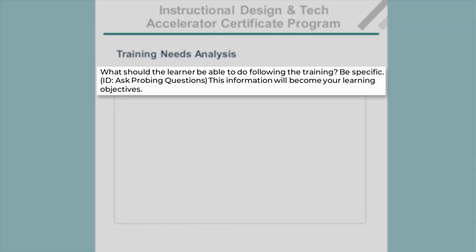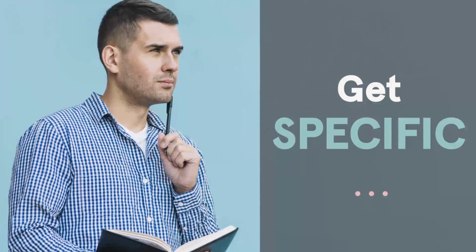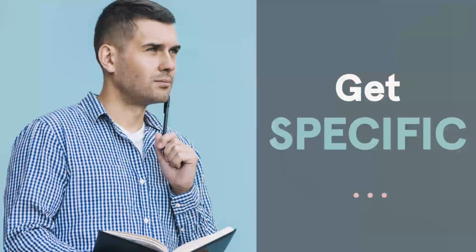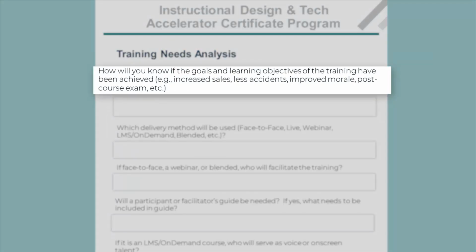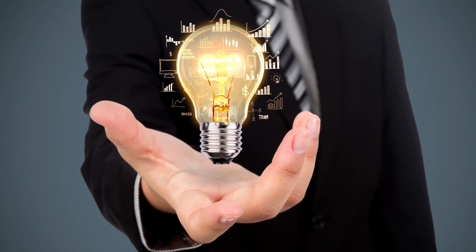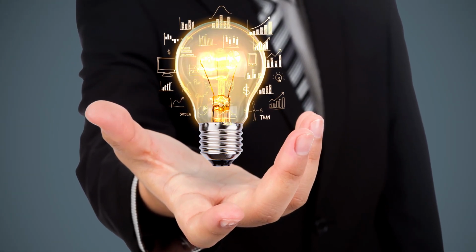What should the learner be able to do following the training? Is there a skill that they should be able to demonstrate? Get specific. This info will become your learning objectives. How will you know if the goals and learning objectives were met or achieved? This gives you additional clarity on what you need to include in the content.